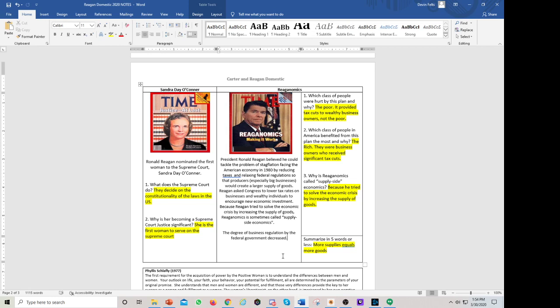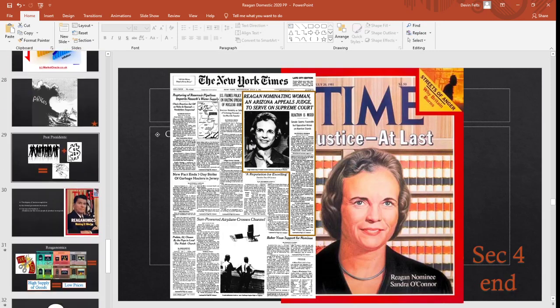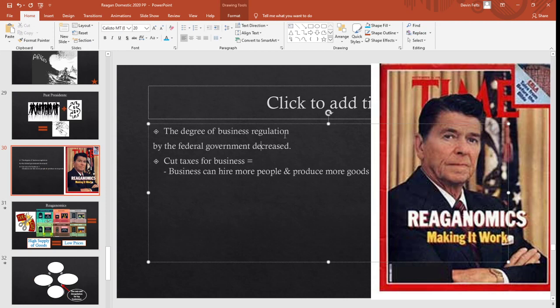So the idea of Reaganomics, right? The idea of Reaganomics is that degree of business regulation decreases, right? So we have a decrease in business regulation. What this does is it provides tax cuts for businesses, and the idea here is that businesses can hire more people and produce more goods as a result. So if you don't make businesses pay a lot of taxes, they have extra money, and that extra money can be used to hire more people and produce more goods.